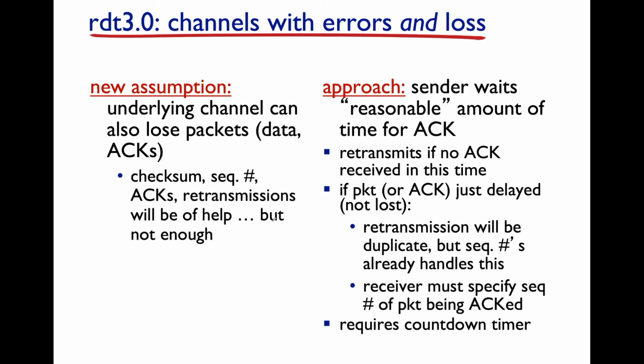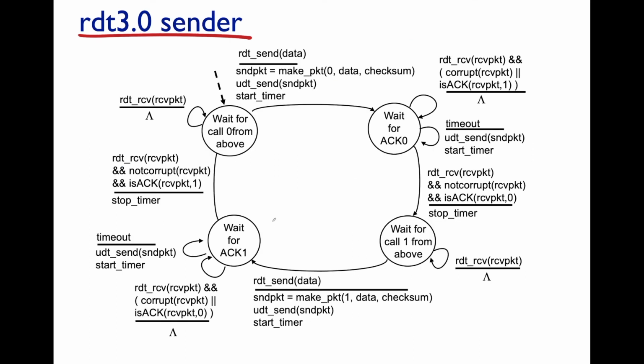And so a packet could just be delayed and not necessarily lost. That means retransmissions by the sender will result in duplicates, and we need to handle that at the receiver. And so we require a countdown timer in order to detect these losses. So this is the RDT 3.0 sender.